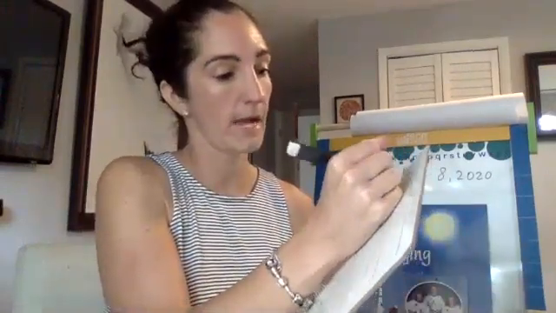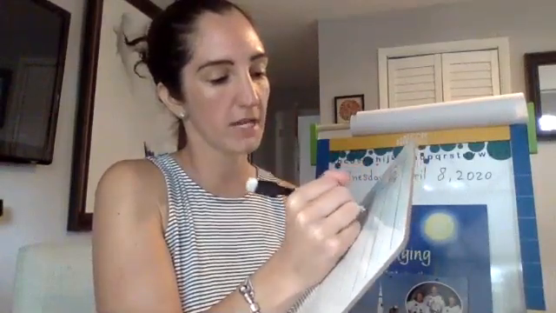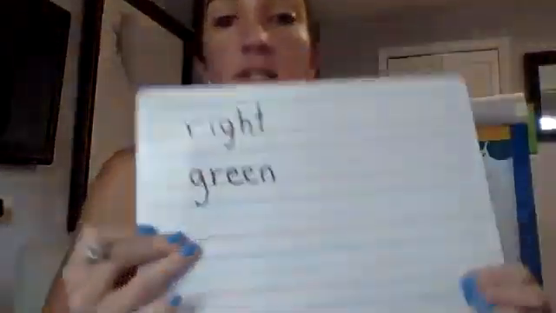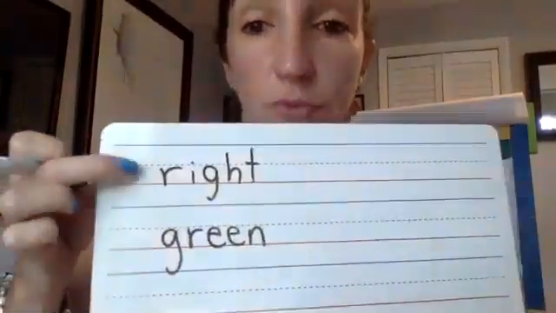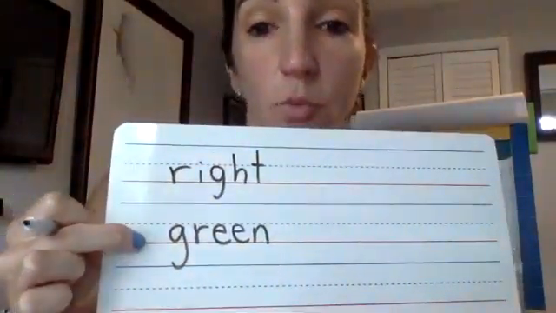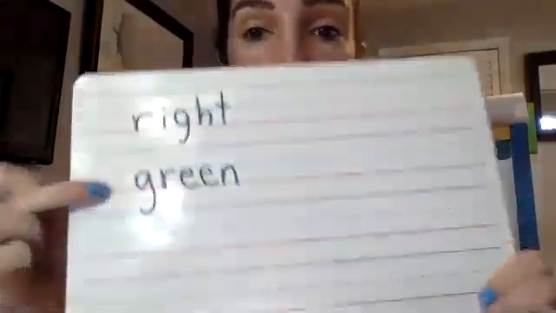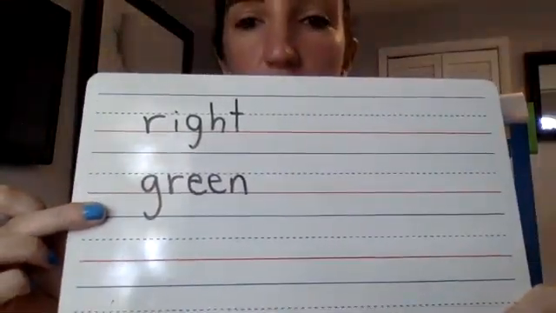Now for journal. You are going to write a sentence with the word right and the word green. Those are two of your sight words. So if you'd like to be independent, you could pause this video here and write these words in your journal with the sentence. Okay, so I'm going to leave it here for you. You could pause it.